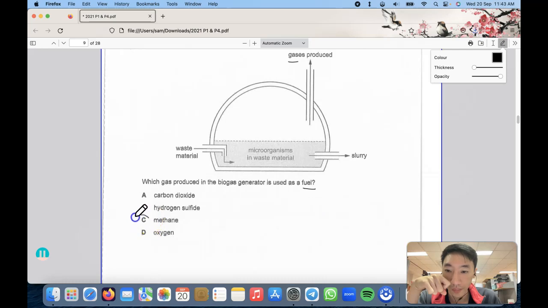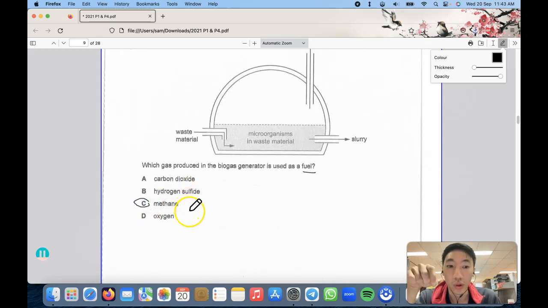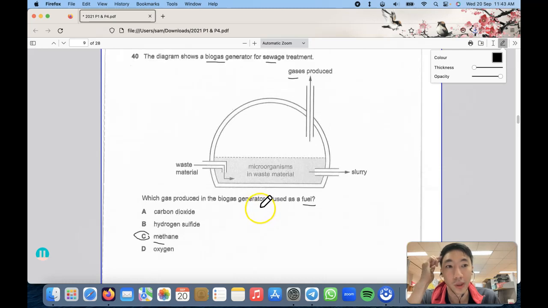This is methane. And just a fun fact, when you're in the science lab using the Bunsen burner, you're actually using methane as your fuel source for your Bunsen burner.